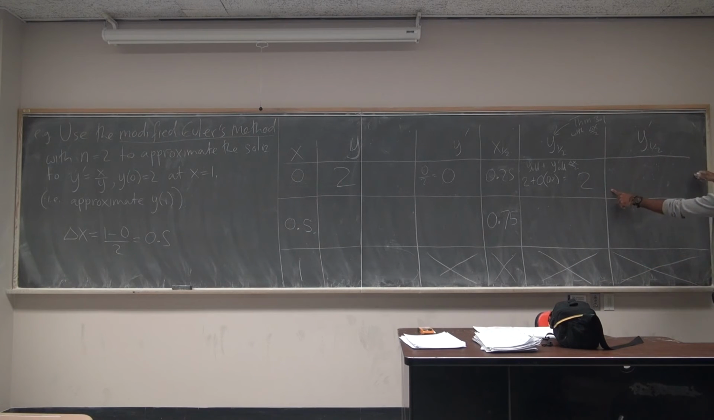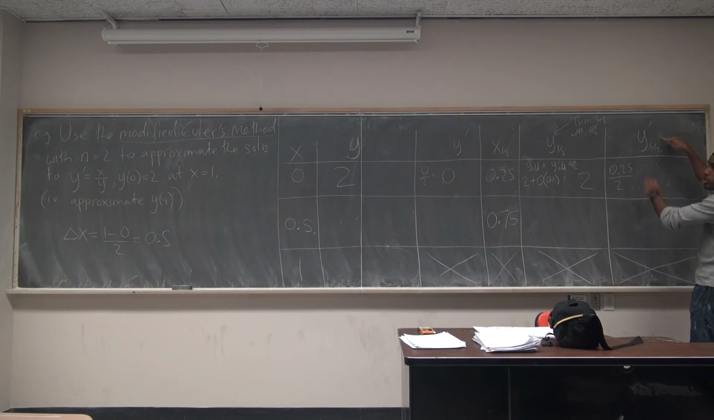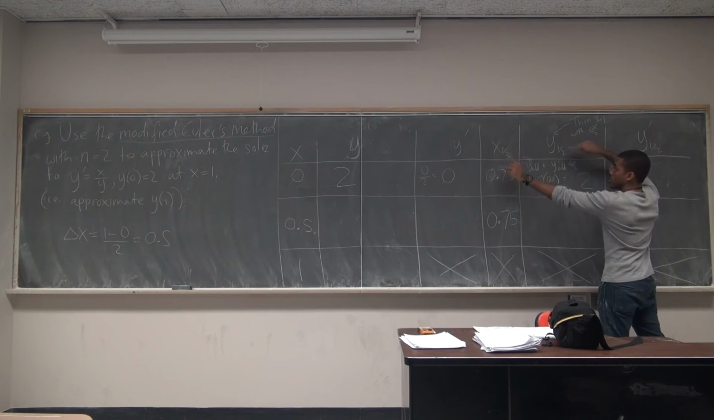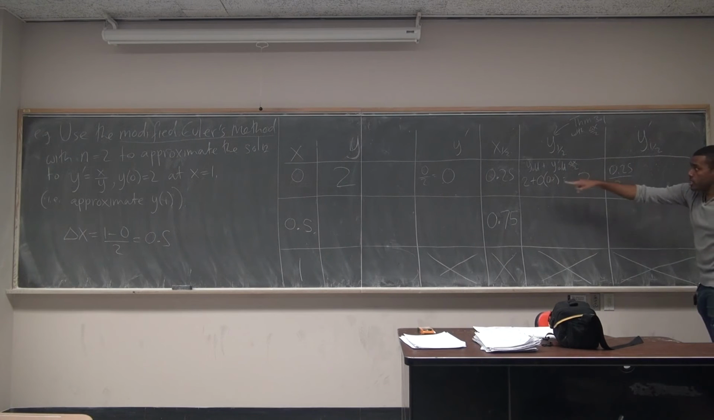What is my y prime half? For this one, I'm just going to use the given derivative formula with this x and y. The halves always go together. So I'm going to take the x divided by the y, 0.25 divided by 2, and that would be 0.125.